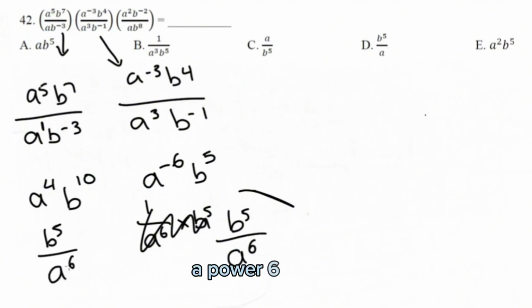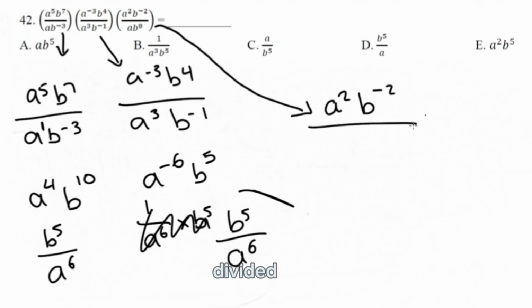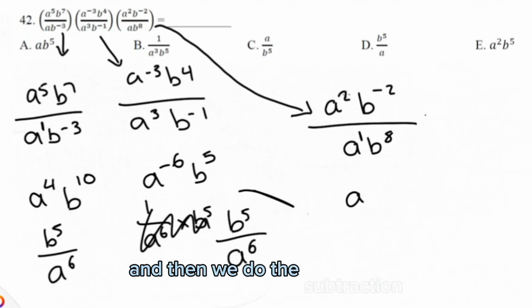Alright, so now we have a to the power 4, b to the power 10, and then b to the power 5 over a to the power 6. Now let's move on to the last one. So now we have a squared times b to the power negative 2 divided by a times b to the power 8. Again, we can assume that this power right here is 1. So we have the term a, and then we do the subtraction. 2 minus 1 gets 1. So a to the power 1, that's just a, really.